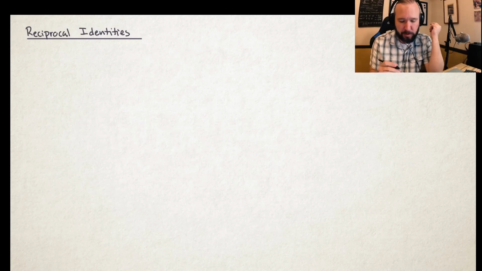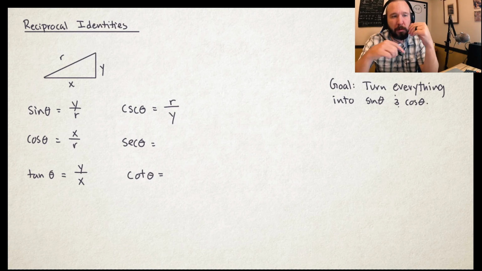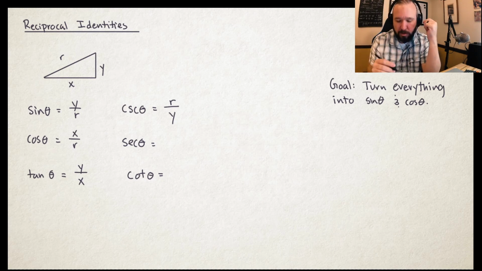Hello. I kind of stumbled over this topic in class, so I just want to briefly go over the reciprocal identities again. Okay, so I've set up the basic right triangle and the basic definitions of sine and cosine and tangent and cosecant. What we're going to try to do is turn everything back into sines and cosines. So I'm just going to try to break this down in a real simple way.